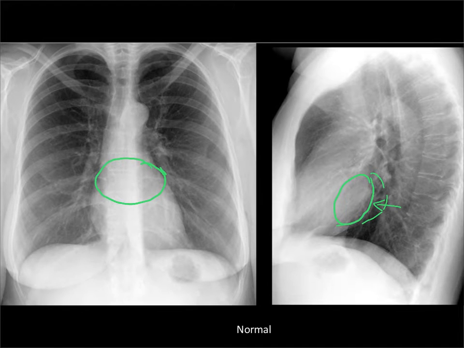When it gets really big, on the frontal, we can see it almost like a double bubble sitting behind the heart here. And as it gets bigger and bigger, it's going to lever up the carina, such that it splays the carina like this to more than 90 degrees.